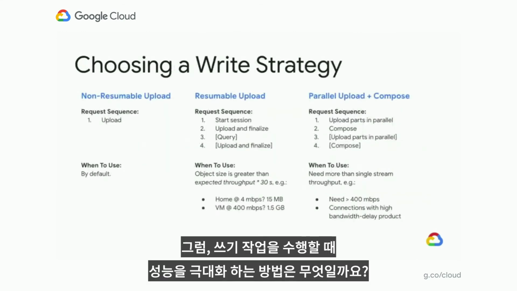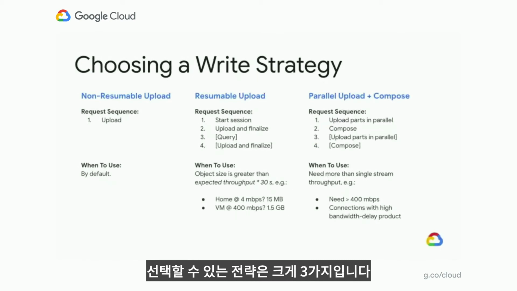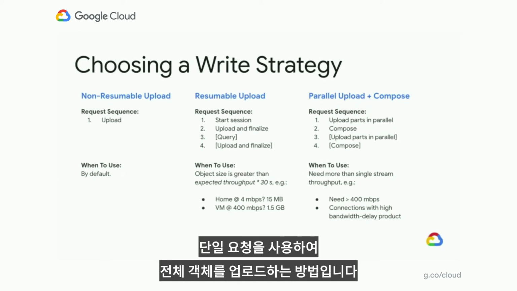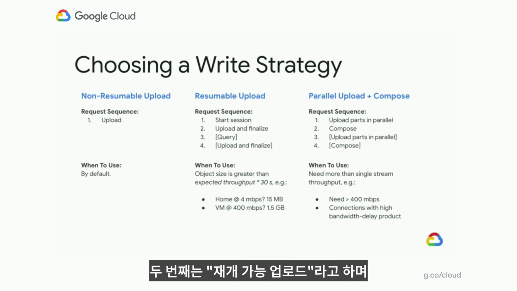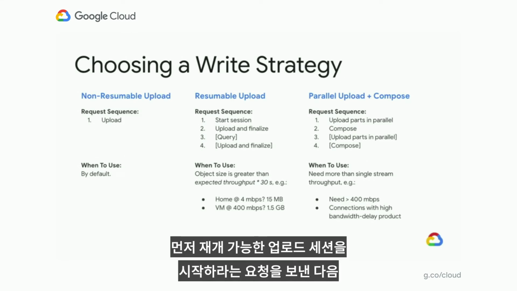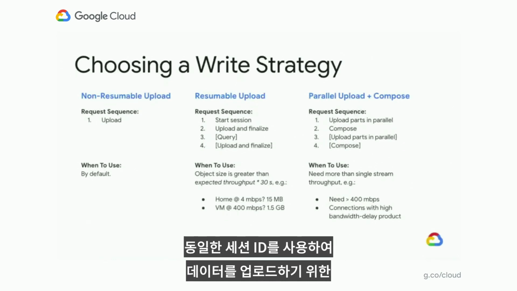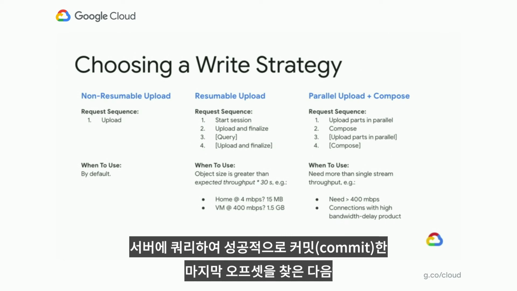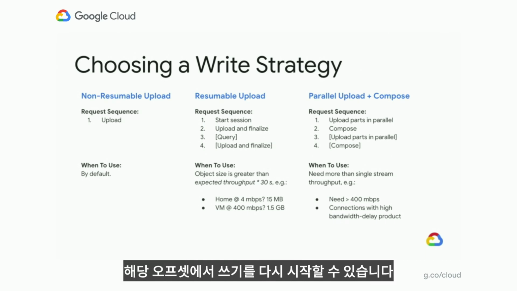Now let's talk about how to get the best performance out of your writes. There are three different write strategies that you can choose from. The simplest one is called non-resumable upload, where you can upload your entire object using a single request. The second one is called resumable upload, where you first send a request to start a resumable upload session and then send subsequent requests to upload data using the same session ID. Now, if one of the upload requests fail, then you can query the server to find the last offset that it could successfully commit and then resume writing from that offset.